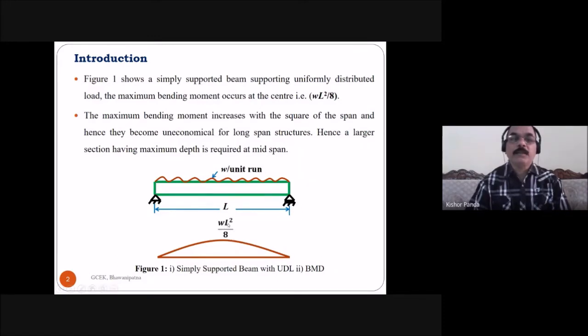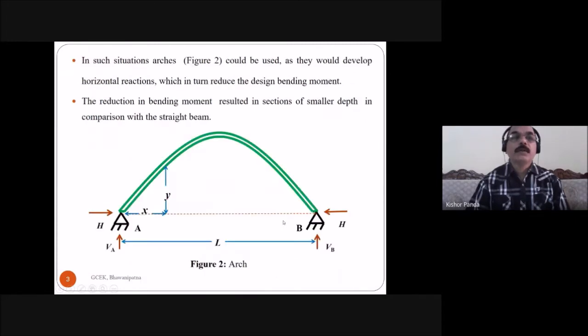When the span length increases, the bending moment also increases. Because the maximum bending moment increases with the square of the span, this type of structure is uneconomical for long spans. To resist the external load, you need a section with more depth at the mid section of the beam. That's why this structure is not preferable for long span length. So what do you have to do? In such a situation, the arch is preferable, and the arch could be used.